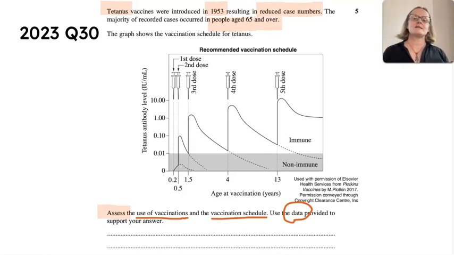So 65 and over. So then we have a graph. So read all the bits of the graph. So this is your recommended vaccine schedule for children. So age of vaccination from 0.2. So that means underneath 1 year old, all the way up to 13. And we're measuring the tetanus antibody levels in the blood. And they're showing you when the different vaccines occur. So first dose here, and then second dose, third dose, etc., all the way up through to a fifth dose.